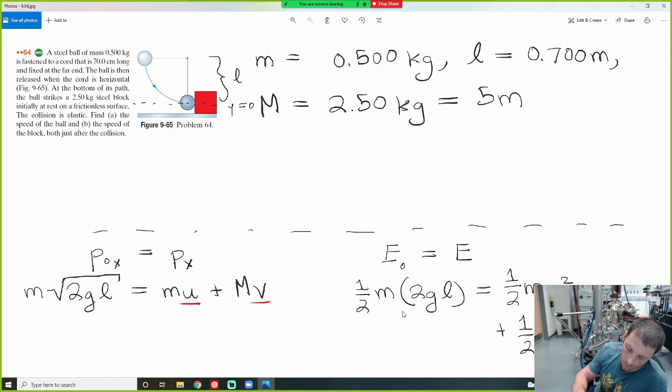So we're just going to rewrite our equations, the equations that we want to solve, because now it's just a math problem. So the first equation came from conservation of momentum.